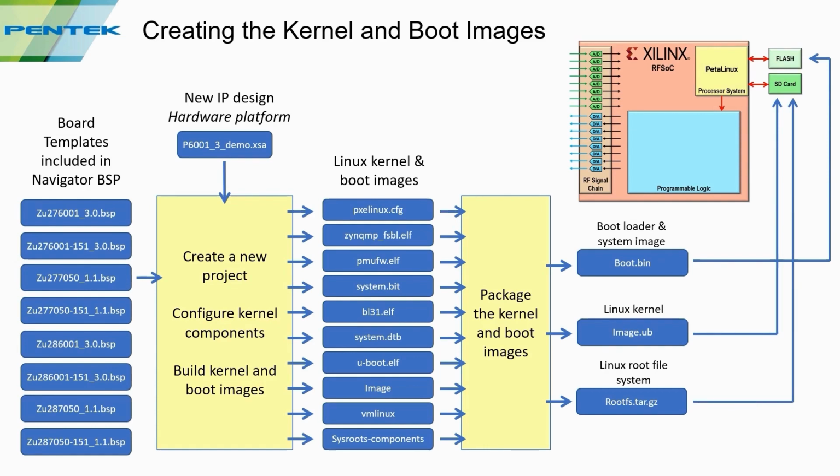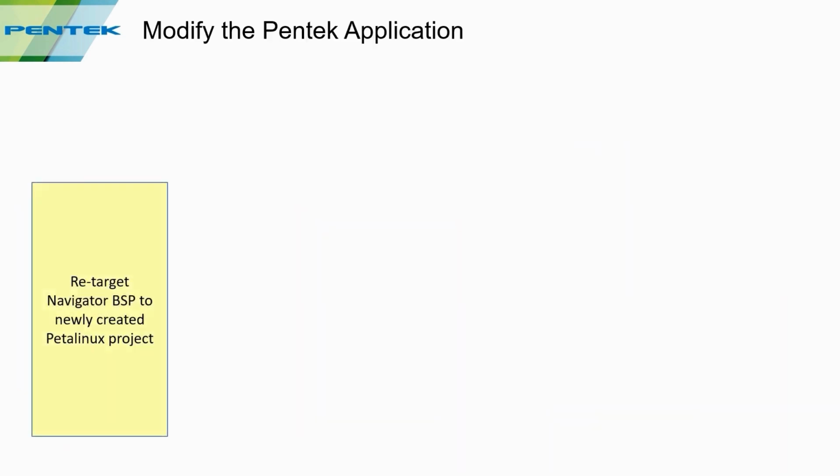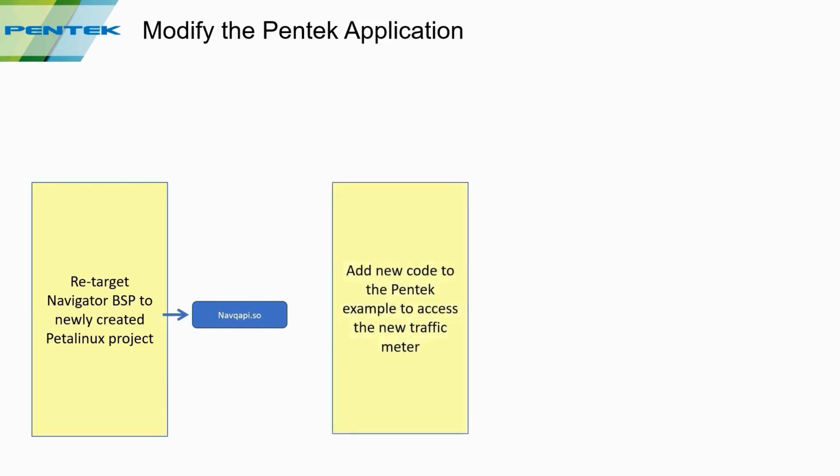The next step is to go in and modify the C language application. First, you need to retarget the Navigator BSP to the new project, and this will allow you to output the shared libraries. Again, I'm going through this quickly because the steps are all very well defined in that tutorial in the BSP manual. Next, we need to create the actual application.